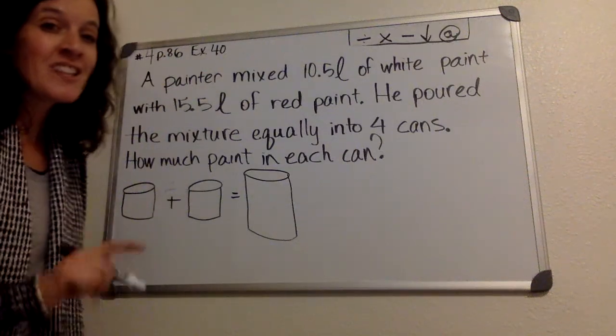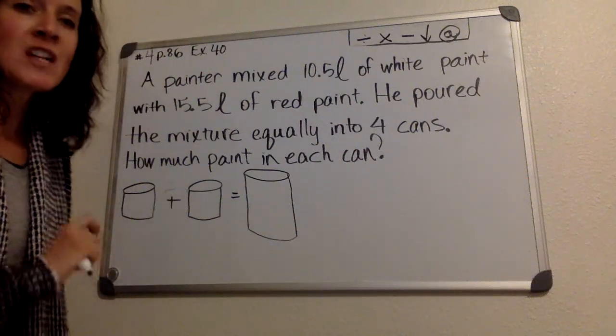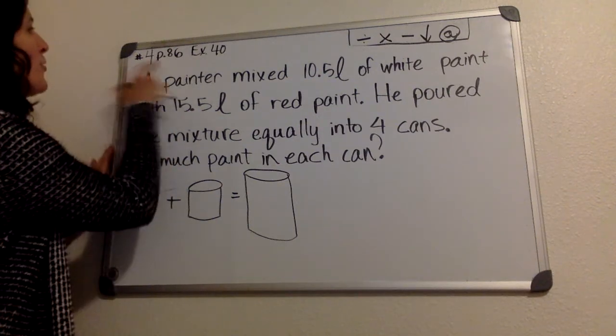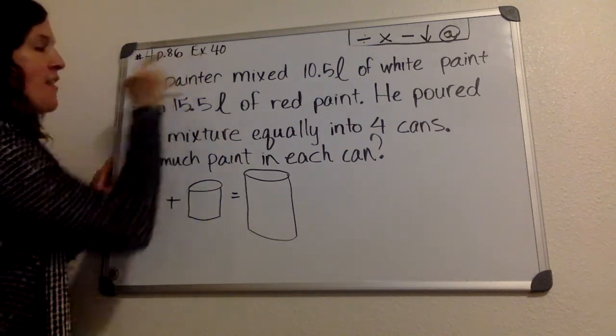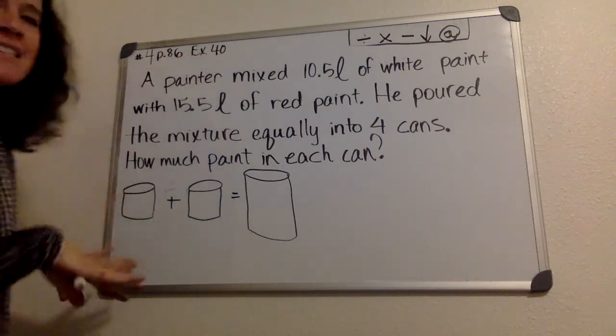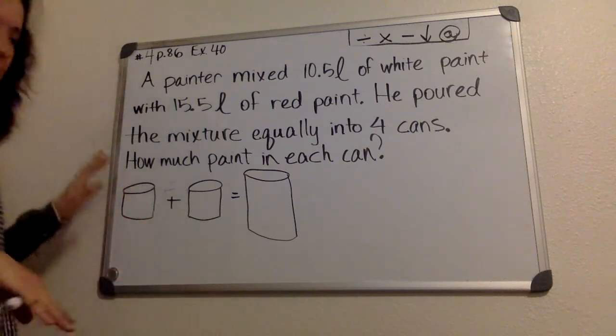All right, fourth grade, here's our last problem for exercise 40. We're on number 4, page 86 of exercise 40. Let's take a look at this one. We'll start by reading the problem.